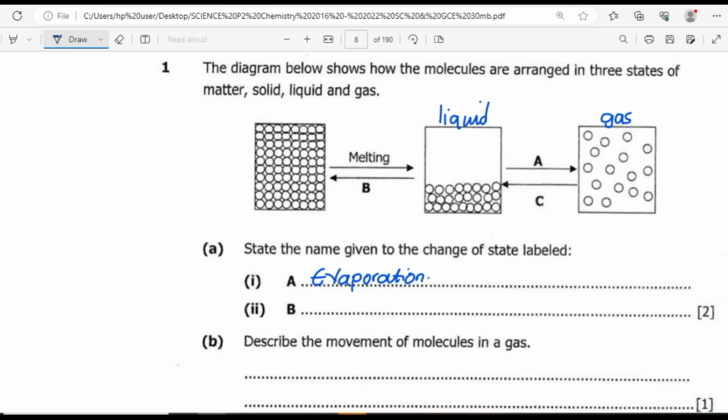Then B, we are looking at the change from liquid to solid. And we know that whenever we put water in liquid state in a fridge, after some time you may find that the liquid water changes into ice, which is a solid. So that is what we call solidification, or freezing.